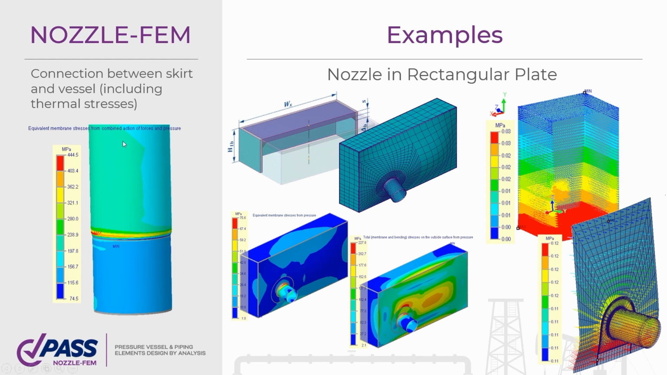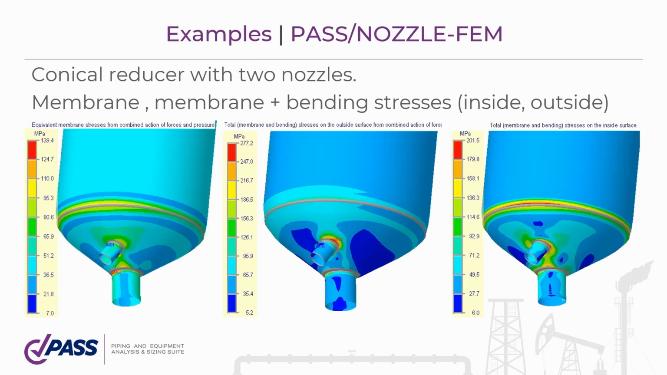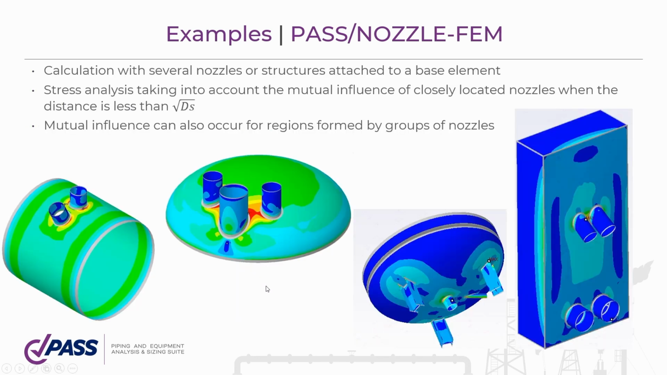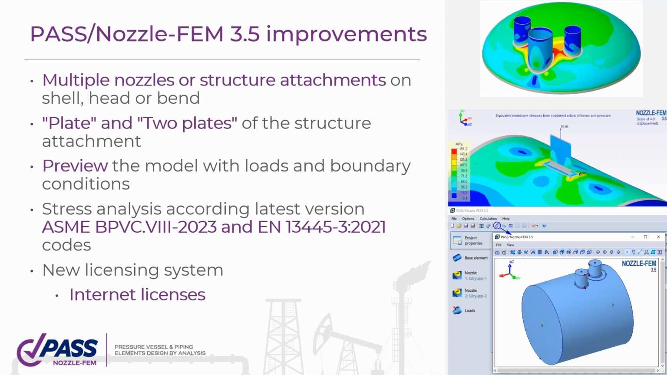For example, connection between skirt and vessel including thermal stresses, nozzle in a rectangular plate with the ability to see the hydrostatic pressure, conical reducer with two nozzles, and several nozzles and structures attached to the base element. In conclusion, let us once again highlight the main improvements in the latest version of the NOZZLE FEM program. They are shown in this slide.